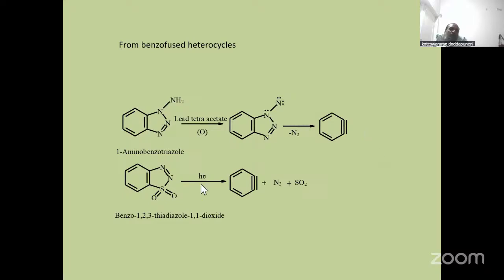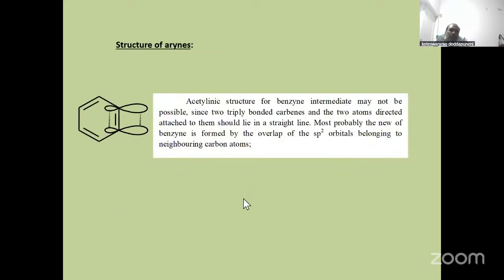Next, under photochemical conditions, benzo-1,2,3-thiadiazole 1,1-dioxide. This is a thiadiazole dioxide derivative which, under photochemical condition, eliminates nitrogen gas as well as sulfur dioxide along with the benzyne. These are the preparations. Now coming to the structure of arynes.